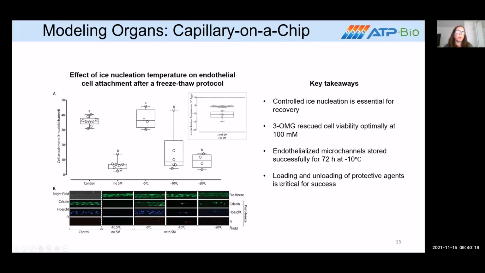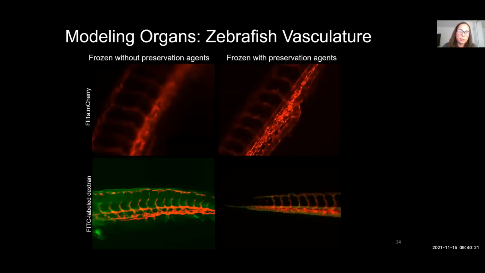The other way in which we can model partial freezing approaches is using the zebrafish. As John mentioned in the beginning, I'm literally freezing whole zebrafish down to -10, thawing and reviving. This is an experiment where we leveraged the really powerful suite of transgenic lines that are available with zebrafish. This is a zebrafish that expresses mCherry in endothelial cells. And we had two groups.